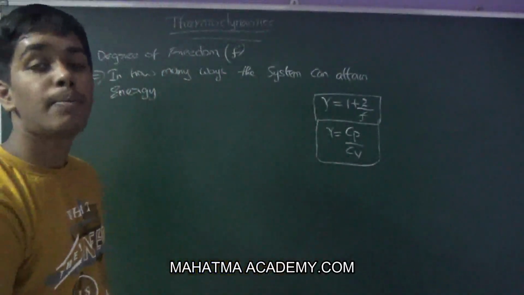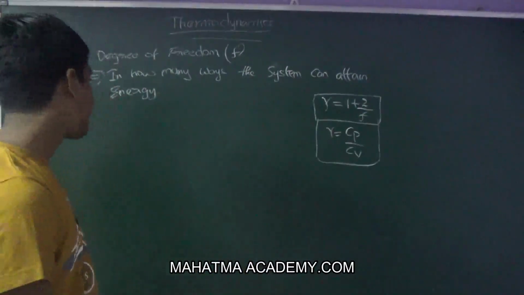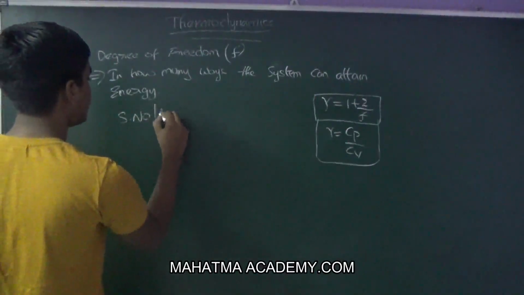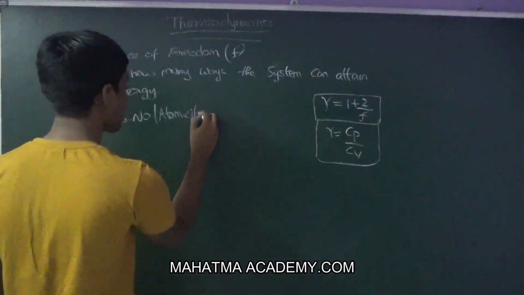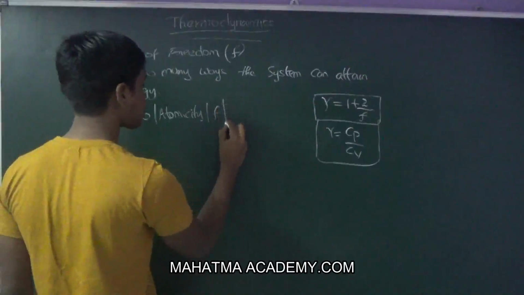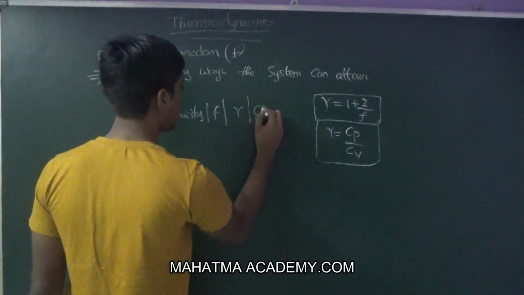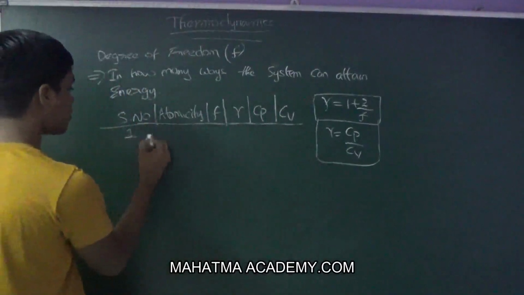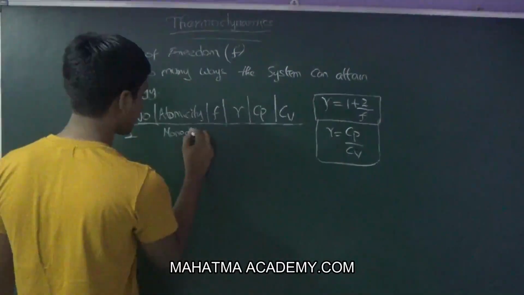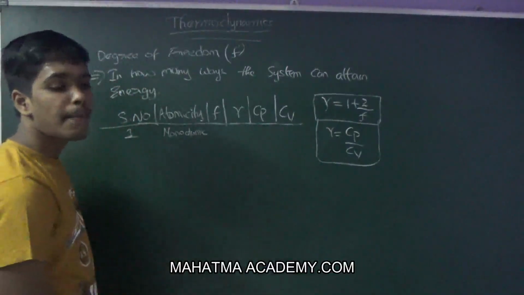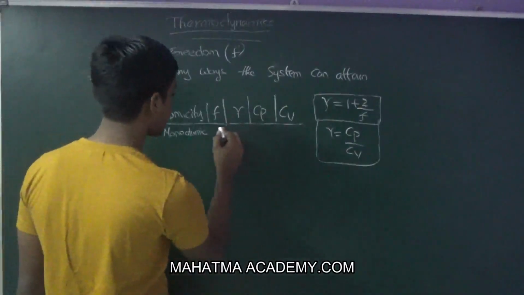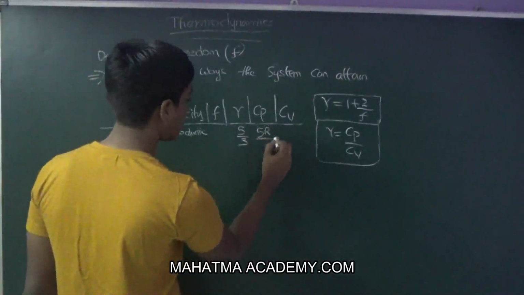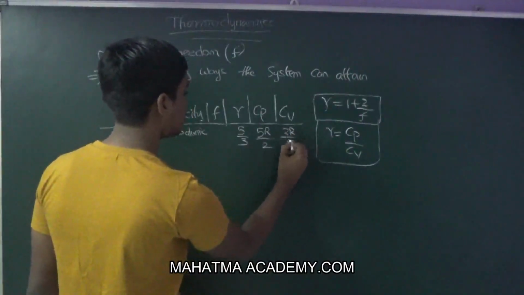Now we are going to write this up for monoatomic, diatomic and triatomic. First we are going to make a table: serial number, atomicity, degree of freedom, and gamma, Cp, Cv. First one, monoatomic: gamma is 5/3, Cp is 5R/2 and Cv is 3R/2. The degree of freedom is 3.